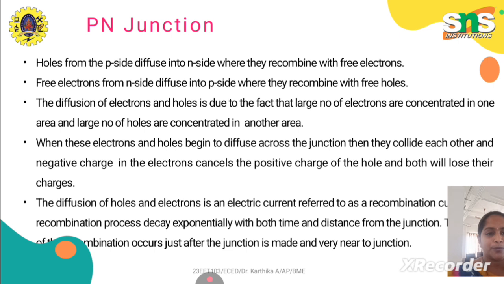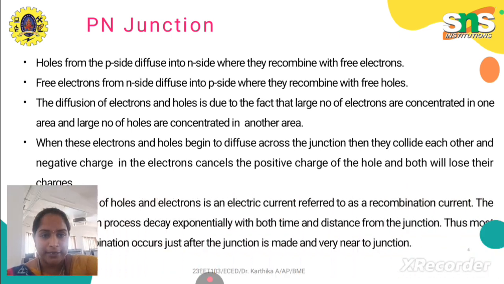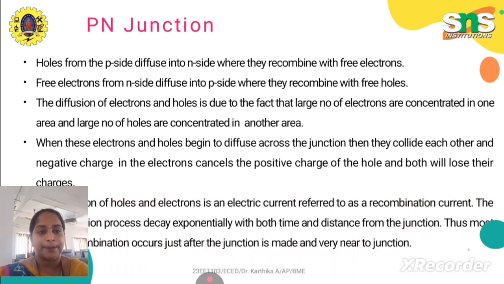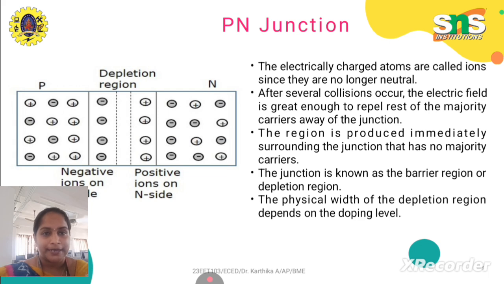This recombination process decays exponentially with both time and distance from the junction, and this recombination normally occurs when the PN junction is made, very near to the junction. That time recombination occurred. See the diagram.